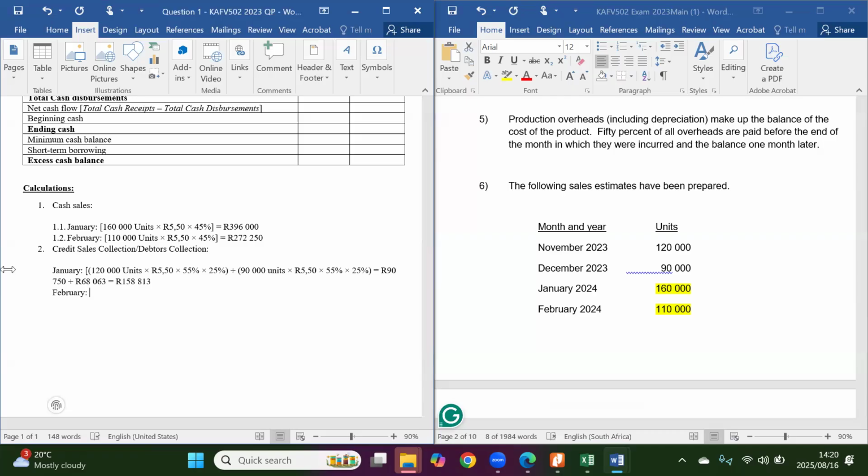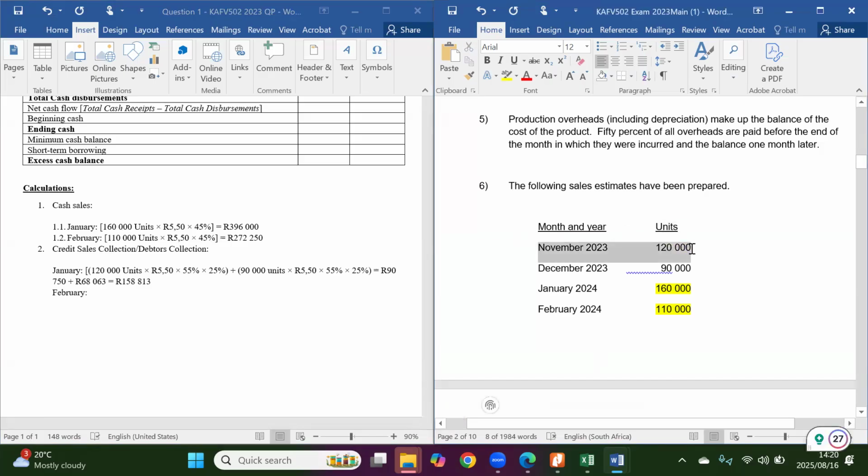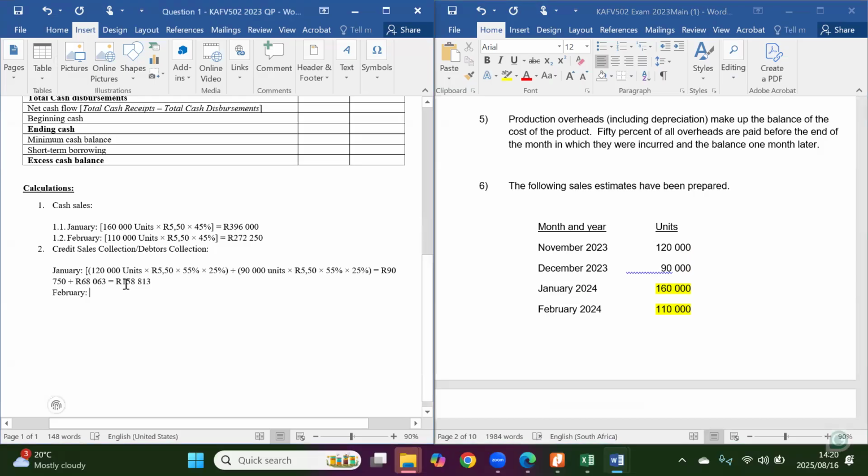All right. So that was the total for the month of January, 158,813. Now we want to deal with February. We had said for November, the first payment of credit sales is done in December, and the second one is done in January. So as far as November is concerned, we are done. There is nothing that affects February coming from the month of November.